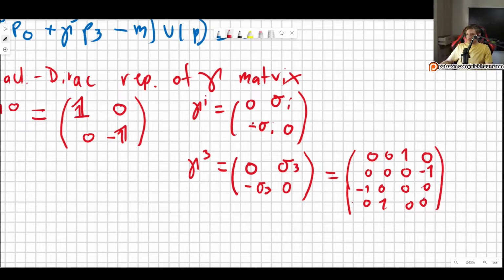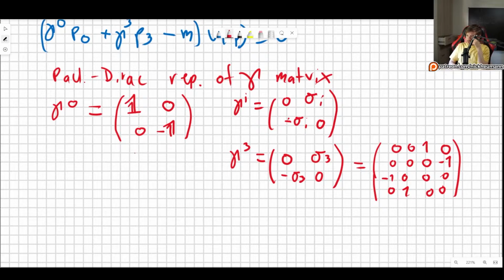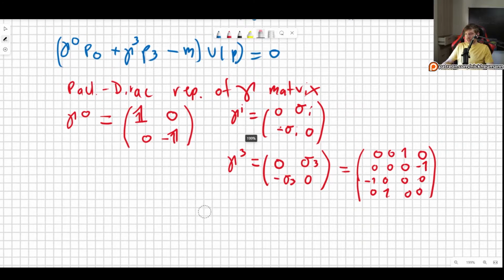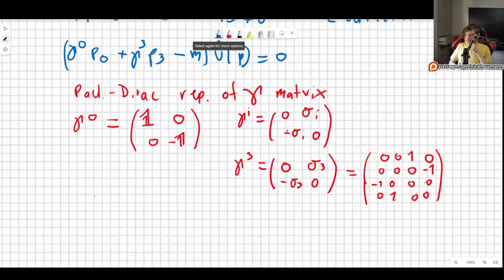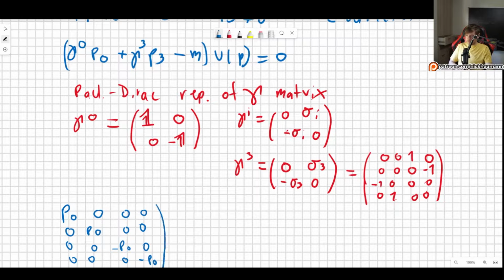Just to make it very clear, all of those entries are 2 by 2 blocks. That's why we end up with a 4 by 4 matrix. Okay, so let's plug this into our blue equation. So γ^0 p_0 is simply going to be p_0, 0, 0, p_0, then 4 more zeros, 4 more zeros, and then minus p_0, 0, minus p_0 there. Okay, so that's γ^0 p_0.